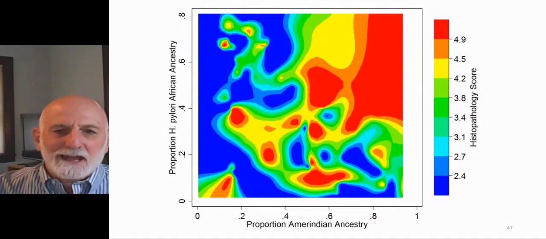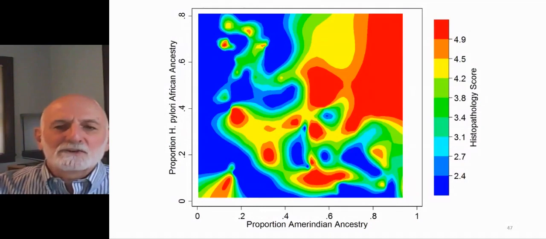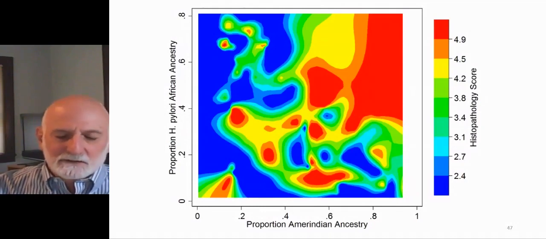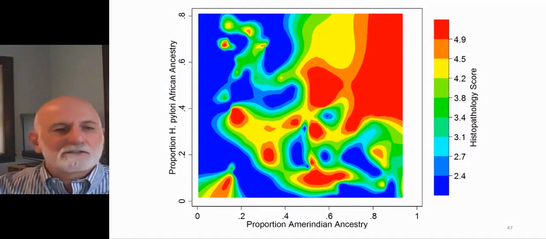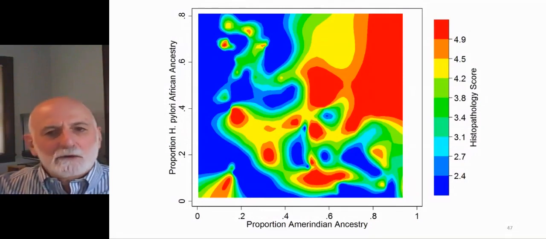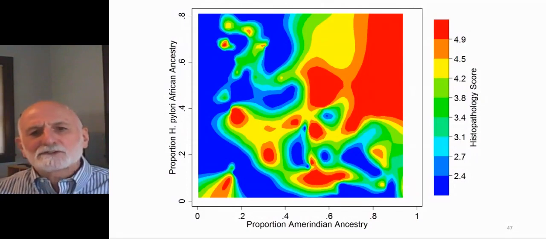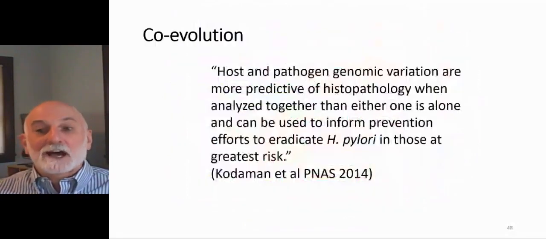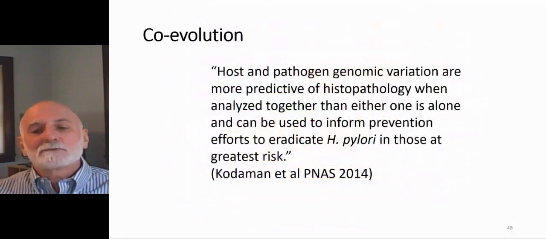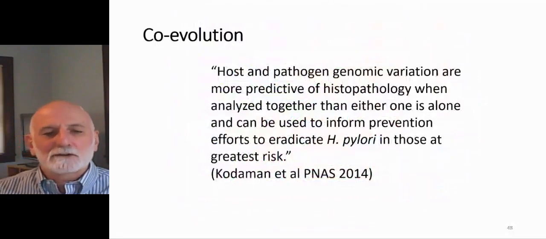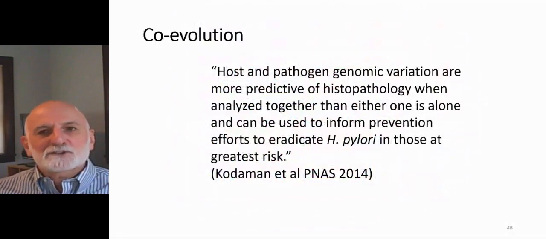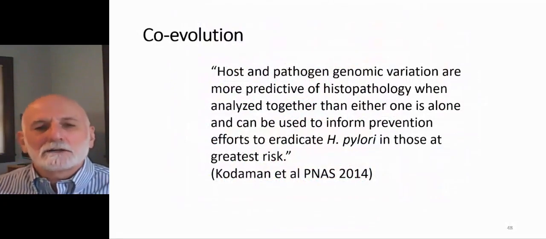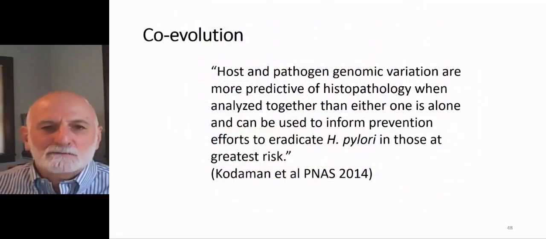H. pylori. As you go up the diagonal, you get a worse histopathology score. So this is the significant interaction. This is a representation of the significant interaction term. What we concluded in that paper was that host and pathogen variation are more predictive when analyzed together than either one alone. In fact, we capture a much better picture of what the disease severity is being driven by.